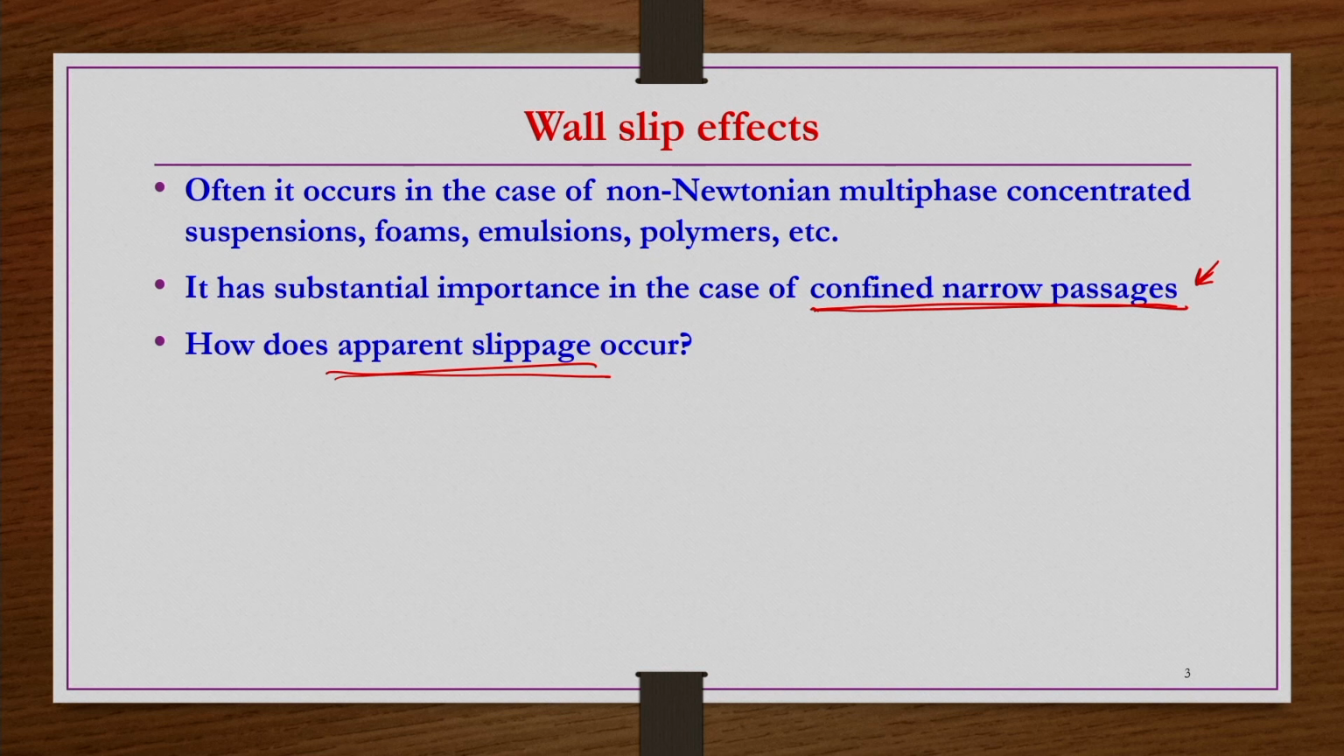Actually, different types of slips have been reported. One is the true slip, another one is the apparent slip, which are relevant as of now. True slip in general occurs in the case of low viscosity fluids or gases, where there is attraction between the molecules of the low viscosity fluid or gases and the wall, whatever the container wall or capillary wall you have taken.